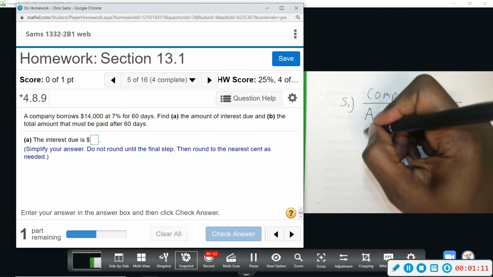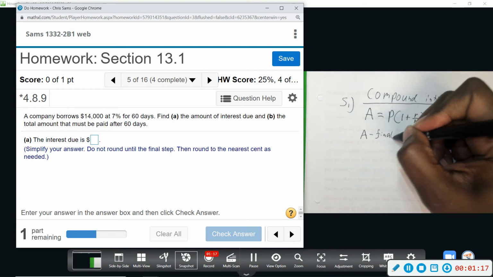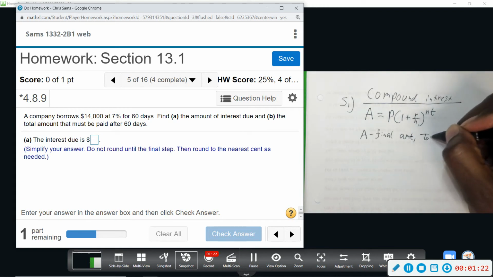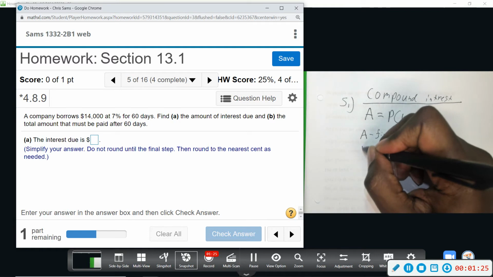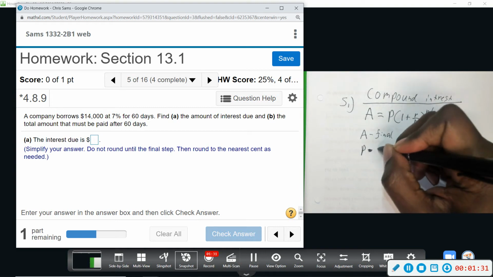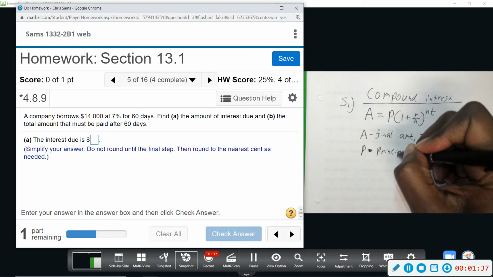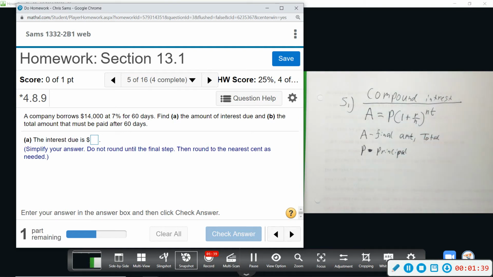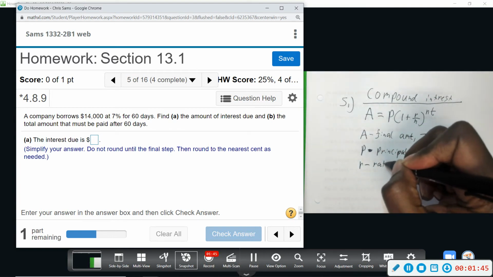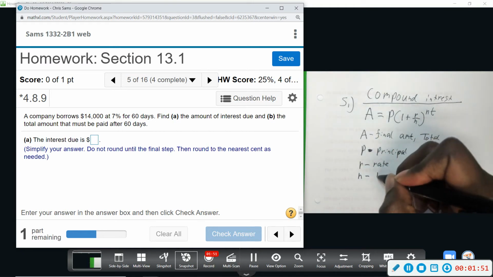So A is the final amount or total. I'm going to abbreviate AMT, final amount or total. P is still the principal. If you look at video 1, principal, amount borrowed, loan amount, all those kind of represent the same thing. R is still the interest rate. N is the number of times it's compounded per year.